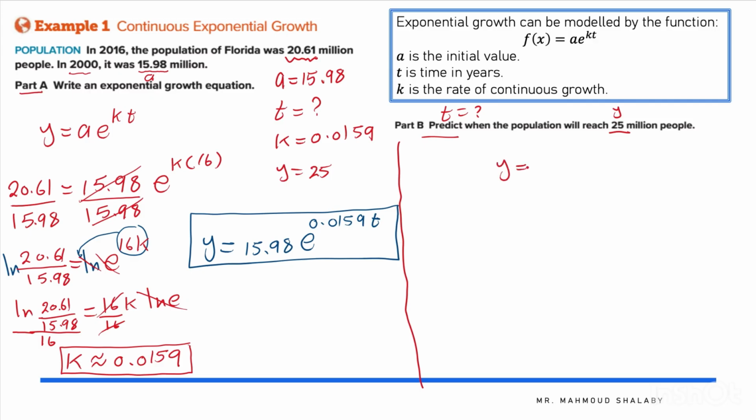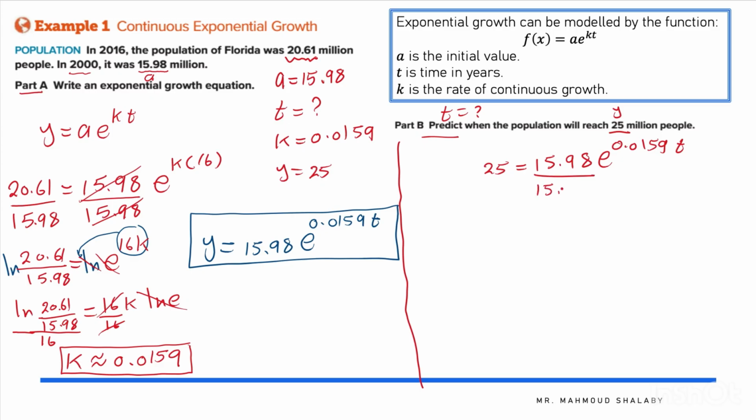So y equals 15.98 e to the power of 0.0159 t. But now I know the value of y, and I will use it to find after how many years, it means to find the time. So what I will write here is 25. Now how can I solve this? Again, if I want t, it will be the same procedure as what we have done with k. The only difference is the variable itself.